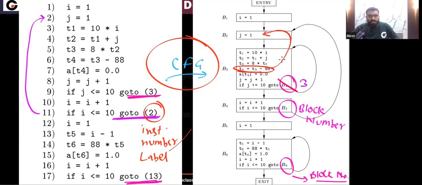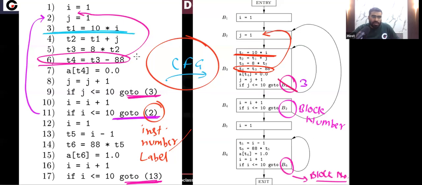Okay, I move this instruction here. Then will this instruction number change or not? Are you getting my point? Let's assume I shift this instruction here. Then will this instruction label change or not? Yes, that will change. So what will I have to do? I will have to change this also. Are you getting my point?